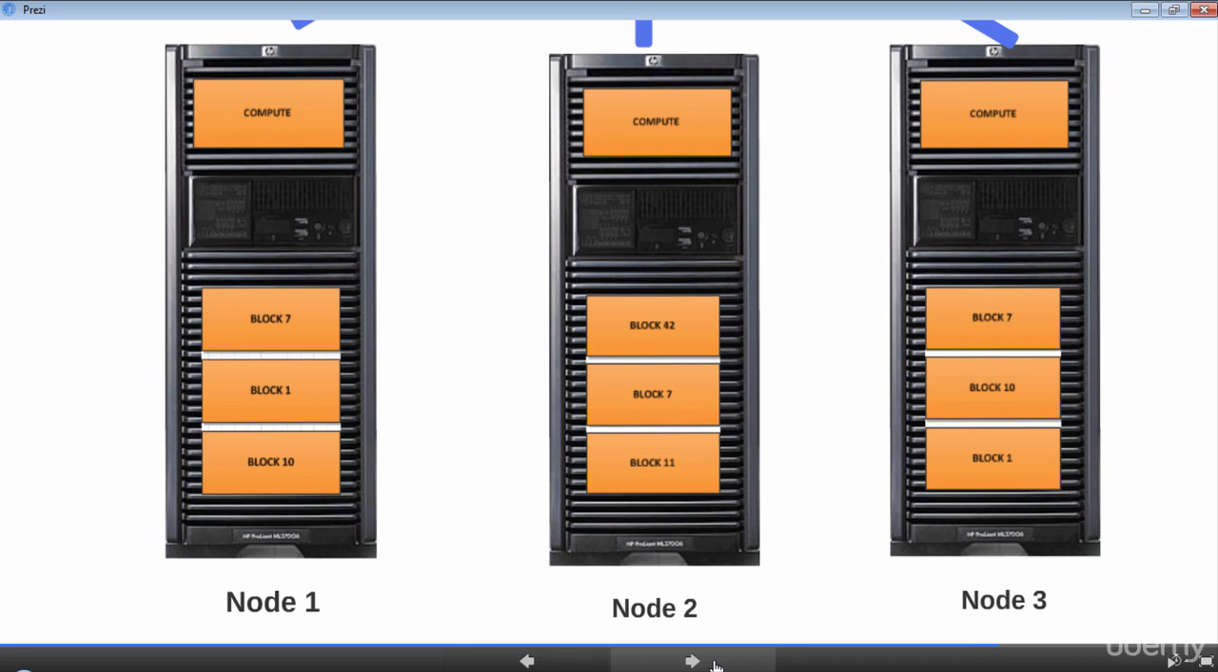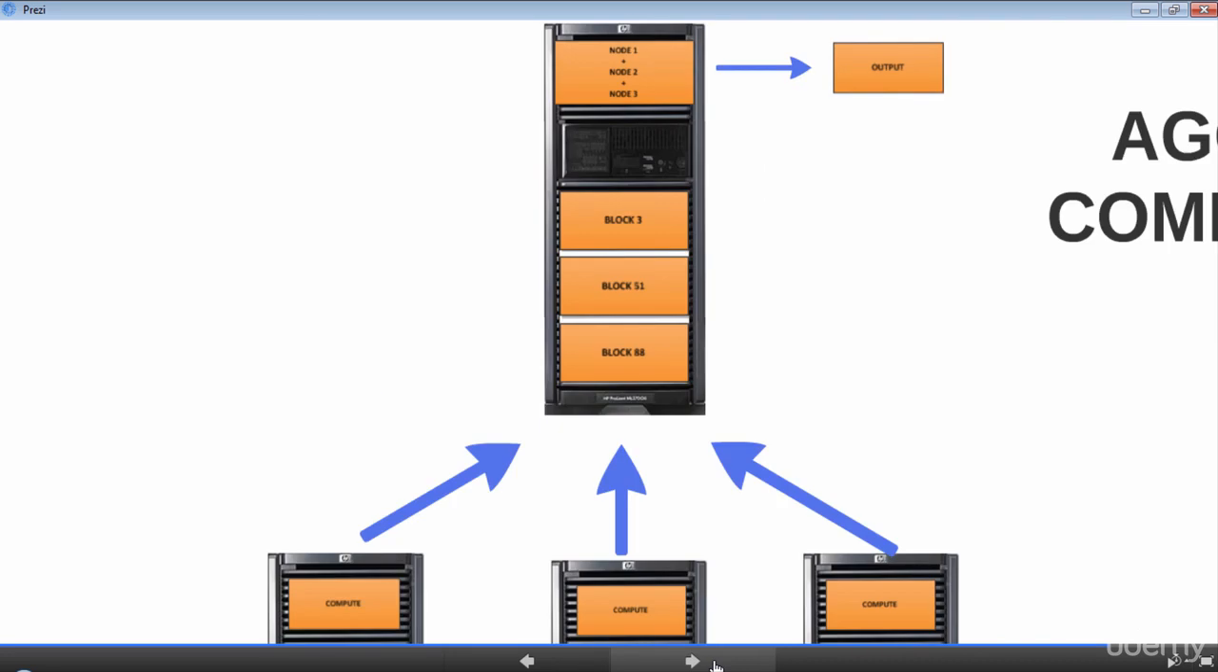Let's think about this. How does node 1 know that node 3 has block 1? And who decides block 7, for instance, should be stored in node 1, 2, and 3? First of all, who will break the 1 terabyte into 100 blocks? So as you can see, this solution doesn't look that easy, does it? And that's just the storage part of it.